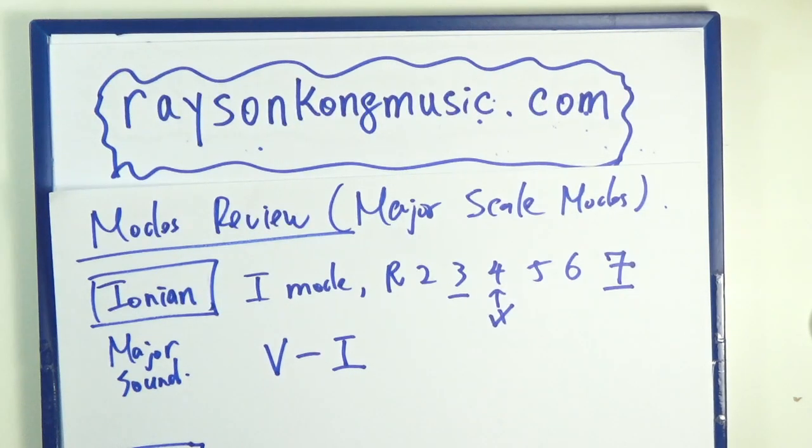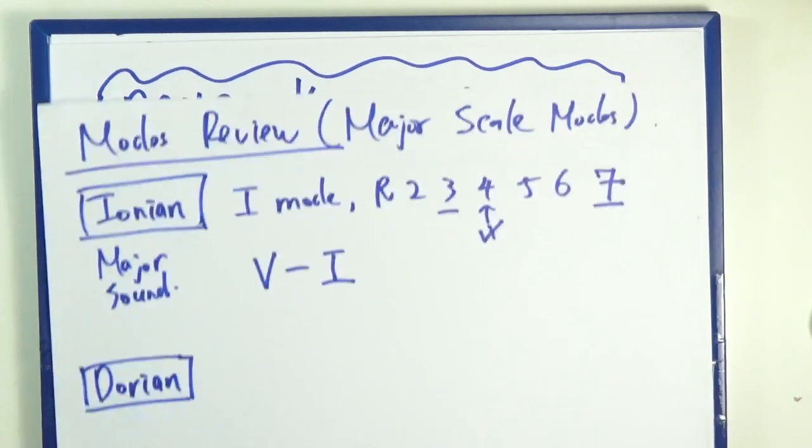Hello everybody, let's do another modes review. This time we'll be sure to include Phrygian dominant at the end and also practice mixolydian. And to be more exact, perfect practice makes perfect. So more practice never hurts, okay?